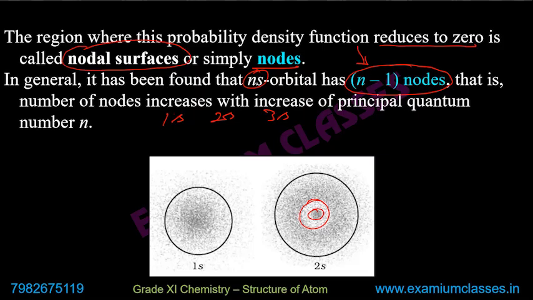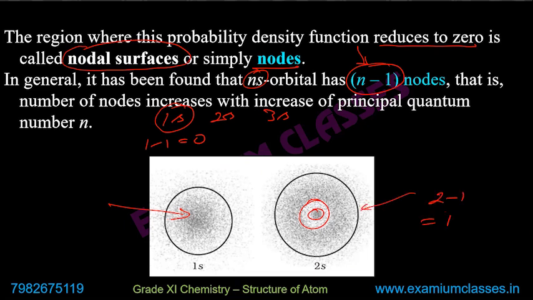So if I say 1s orbital, how many nodes will be there? 1 minus 1, that is 0. That's why this 1s does not have any nodes according to this formula. For 2s, it means 2 minus 1, that is 1 node, which is there.